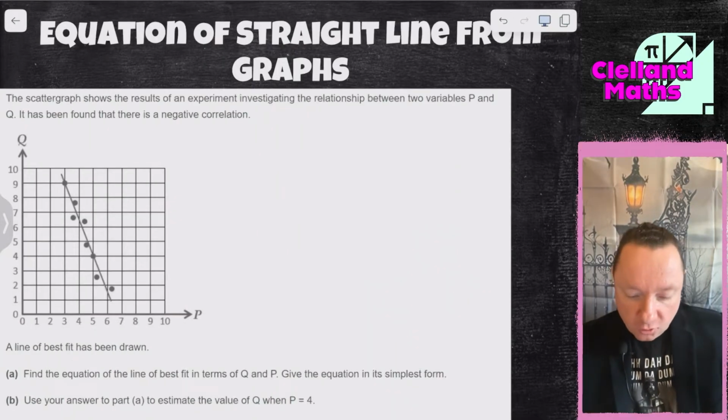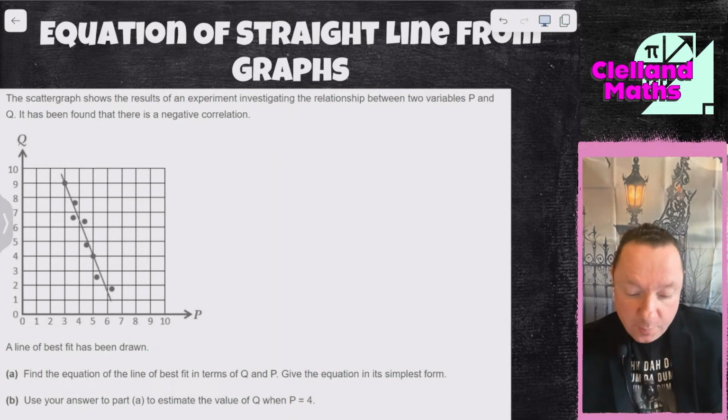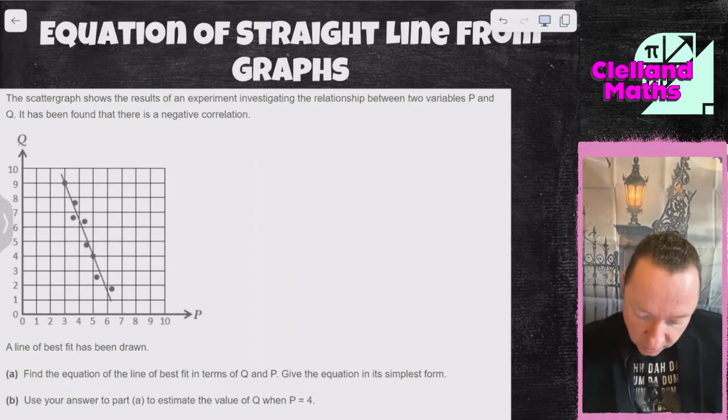Example 2 for equations of straight lines from graphs. I've got this graph here, but this time it says q and p. So not y and x, but that's okay, because I just put it as q and p at the end. And it says find the equation of a line of best fit in its simplest form. Use your answer to part A to estimate q when p is 4. Find the value of p when q is 3. So we'll get to b and c in a minute. Let's just find this equation.